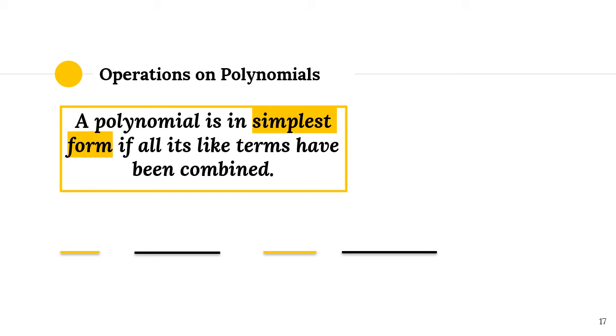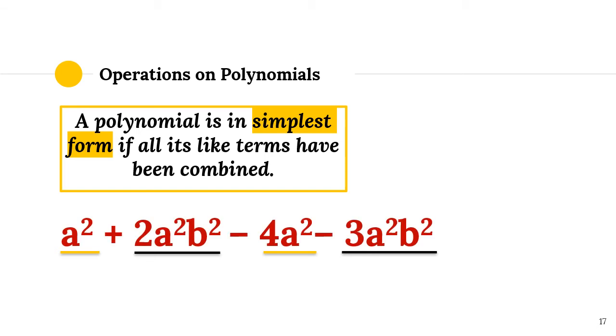In the previous example that we had, we have a squared plus 2a squared b squared minus 4a squared minus 3a squared b squared. The first and the third terms are like terms. The second and the fourth are like terms as well. So how do you combine? You simply combine their coefficients. In the first and the third term, we have coefficients positive 1 and negative 4. 1 minus 4 is negative 3. And then you write down exactly the variable with the exponent, a squared.